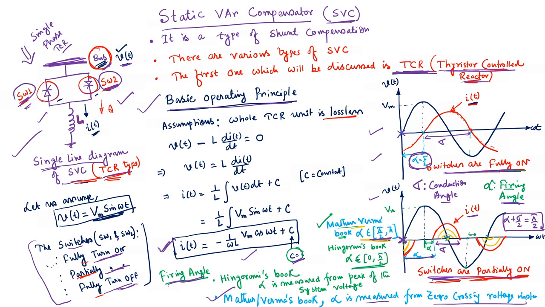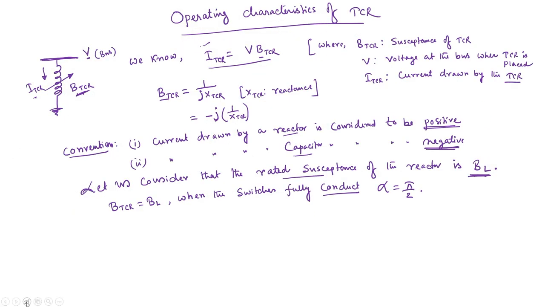Now, when the switches are fully on, whatever this susceptance of the TCR is, that is the rated susceptance of the reactor, and let us represent it by BL here. So, whenever alpha is equal to pi by 2, that means the switches are fully conducting, then BTCR will be equal to BL, which is the rated susceptance of the reactor.